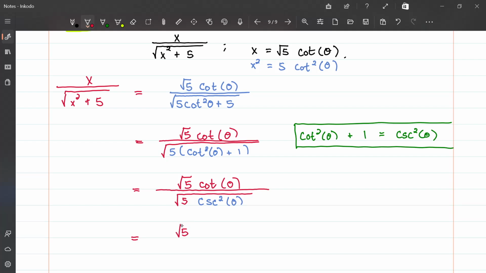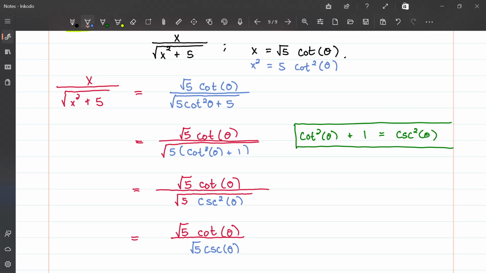If I do that, the top remains the same. The bottom is going to turn into the square root of 5 times, well, just cosecant. A positive number, since theta's in quadrant 1.